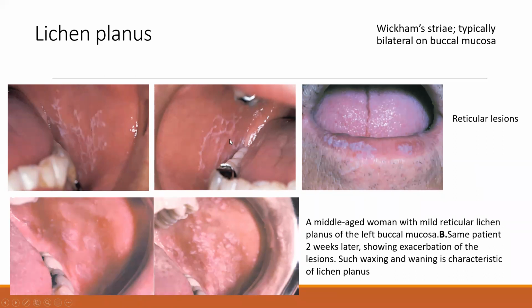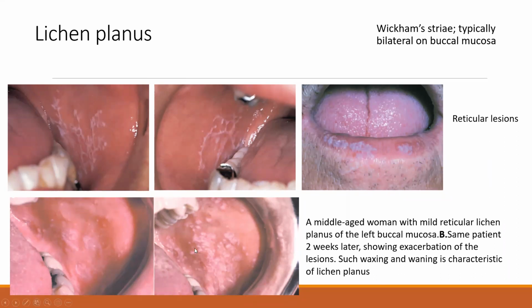Lichen planus has many types, and this is a classic example of reticular lichen planus, where they have Wickham's striae bilaterally on the buccal mucosa. It can occur on the lips, on the tongue, on the alveolar ridges, anywhere. Another feature to diagnose this lesion is that it can wax and wane. It can completely disappear. It can again reappear within 2 weeks of time.